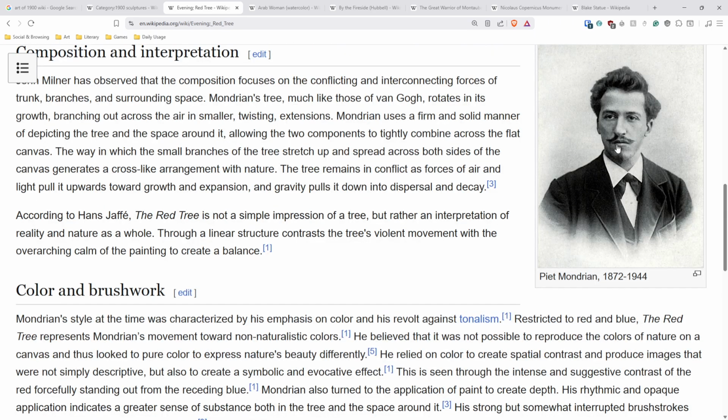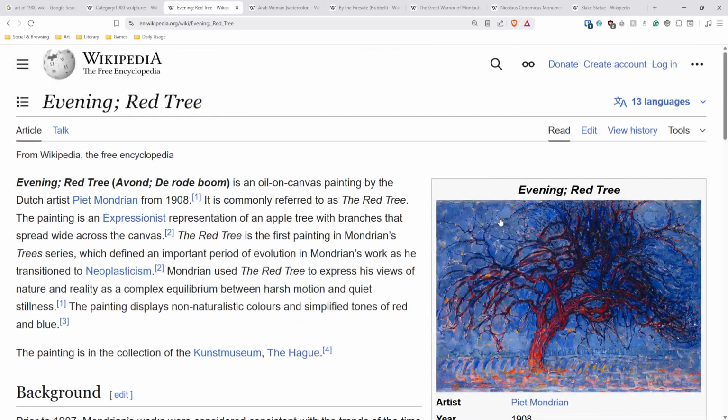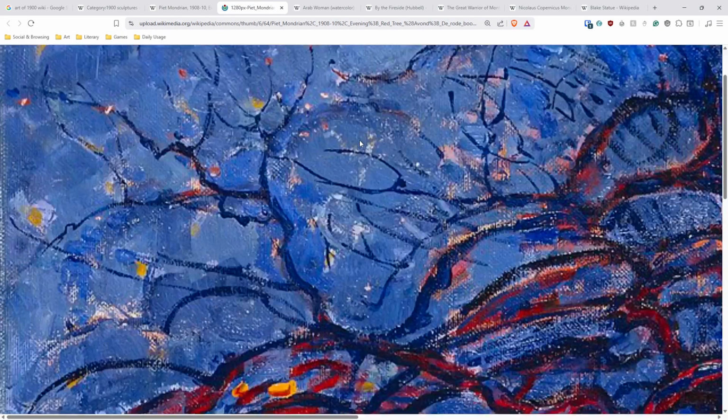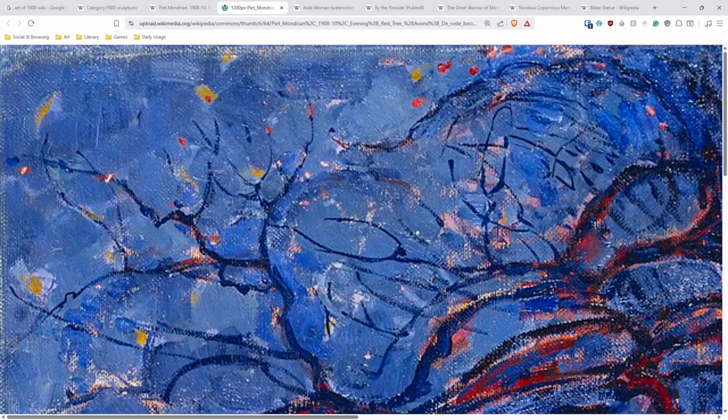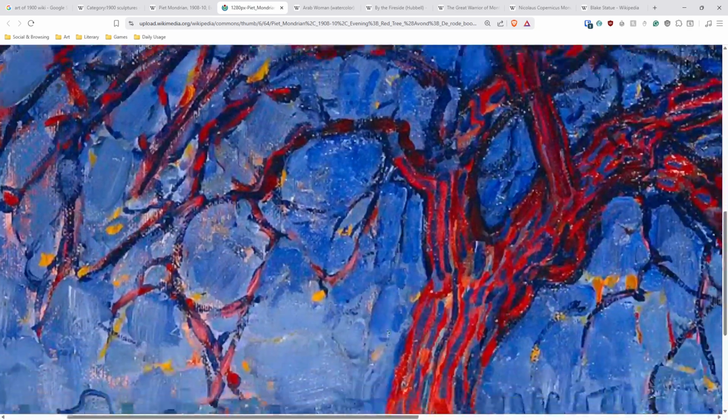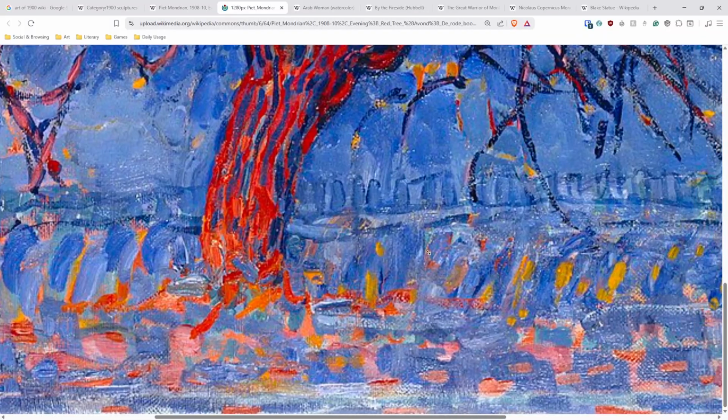Hey, that looks pretty cool. Kind of reminds me of Stalin almost, kinda. So let's see this bad boy. Ooh, look at that. The blues. It talked a lot about the blues and the reds, but there's yellows in here too, which I think should be mentioned.